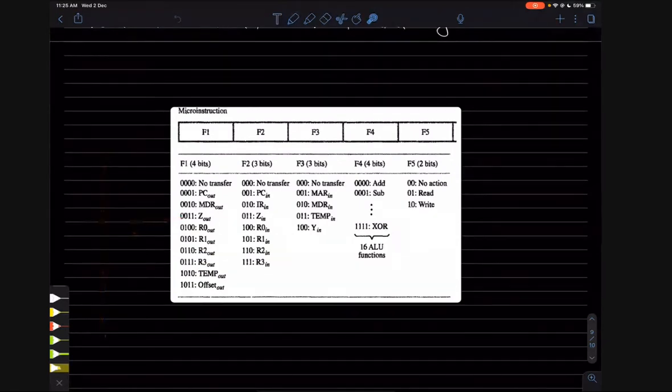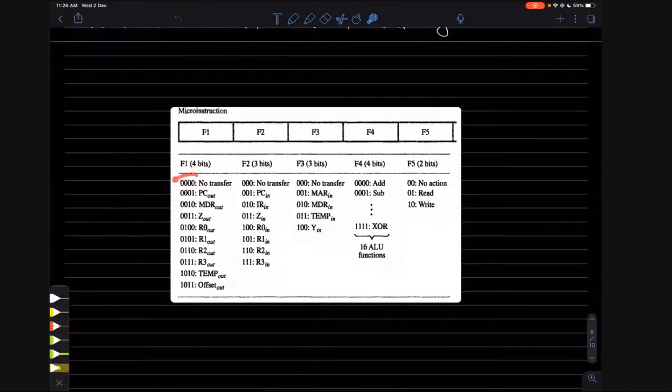So this is talking about your single bus organization. Whenever there is a Z out on the bus, the value of Z will be there. At the same time, if I do R1 out, the same bus cannot contain two data. So that's why these instructions are mutually exclusive.